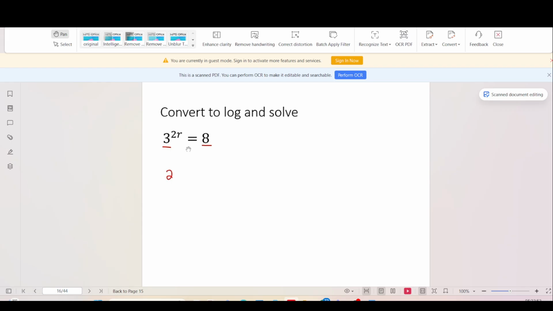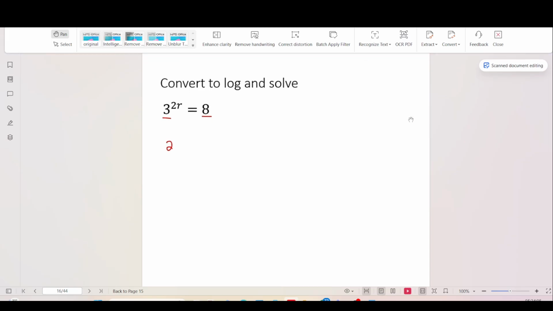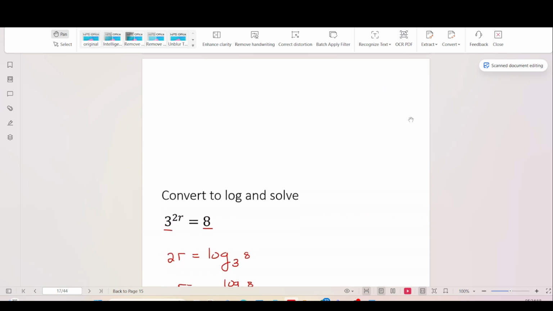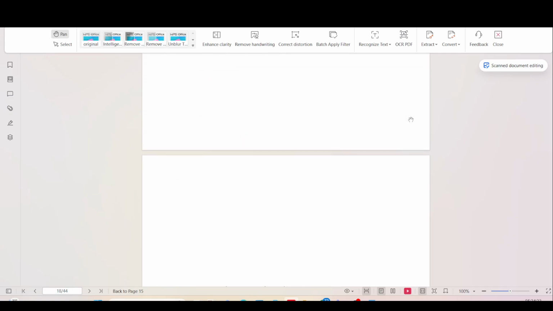Convert this into log. So log base 3 of 8 equals 2r. Then I just get log base 3 of 8 over 2 equals r. Yes. Okay, good.